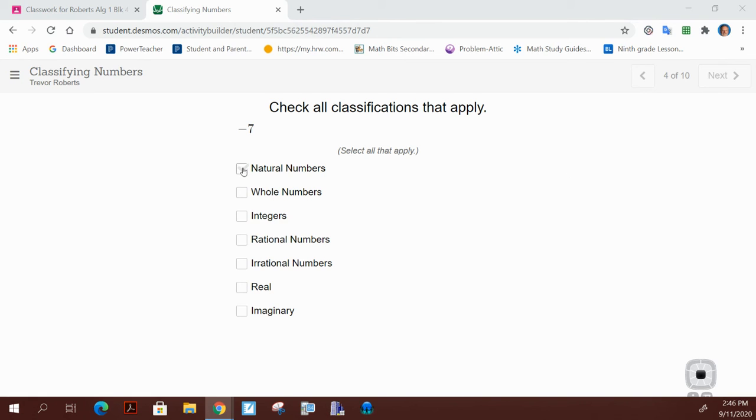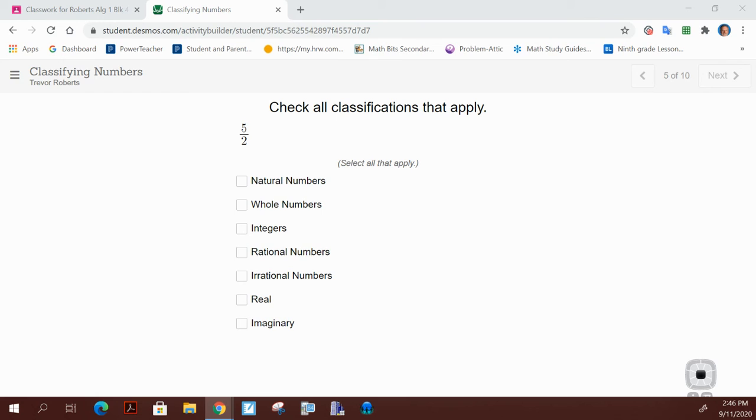-7. Is -7 a natural number? No, it's got a negative. Is -7 a whole number? No, it's negative, isn't it? Is it an integer? Yeah, so mark integer, which means if it's an integer, it's rational and it's real. Check out the next one.